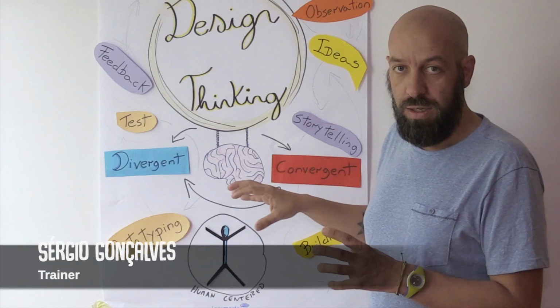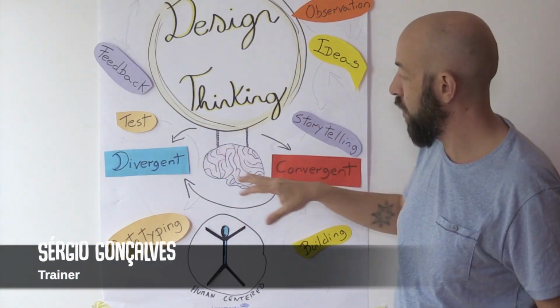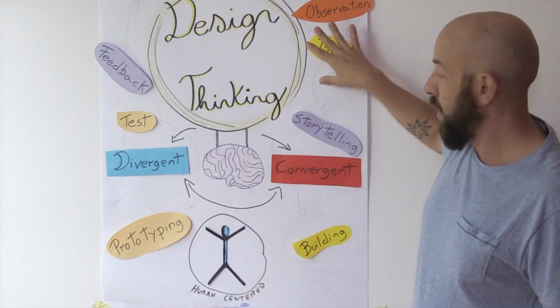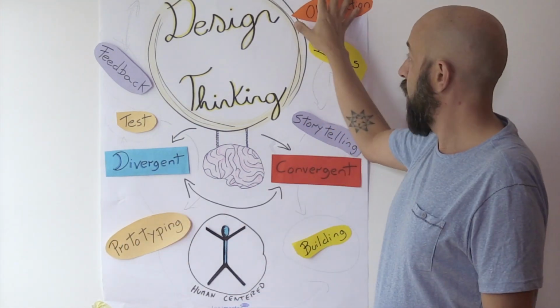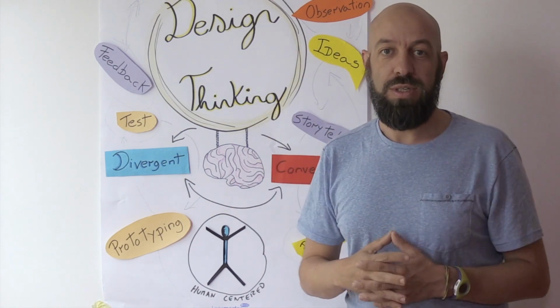But design thinking is not only a cycle, they can mix between them. We can pass from prototyping to ideas again, or we can pass from observation to defining the problems. So it's always a process that is a flow.